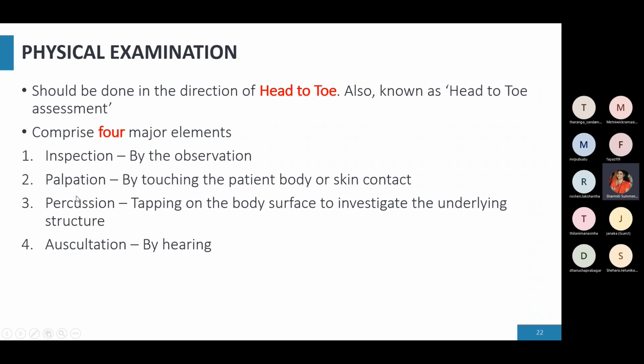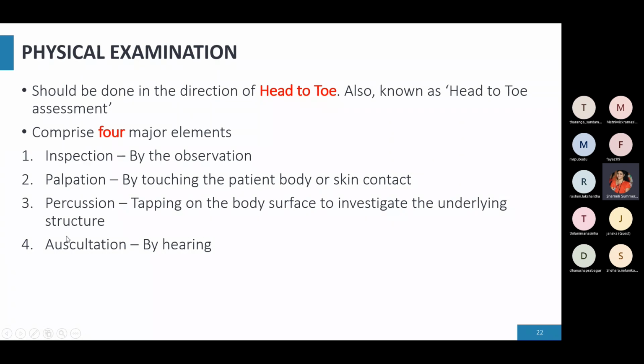Percussion, normally even the nursing officers, we are not doing. It is done by the doctors. In cinema or films, you can see the doctors keep their hands on the patient's body and tap on the hands. It is a kind of examination we are doing to identify whether the patient's internal body has any abnormal structures or not. Normally, we are not doing it in our routine setups.